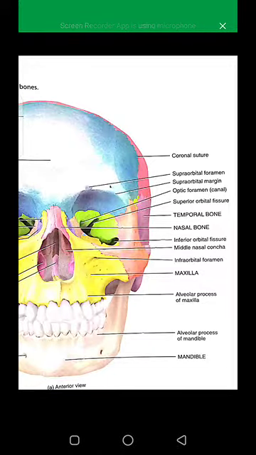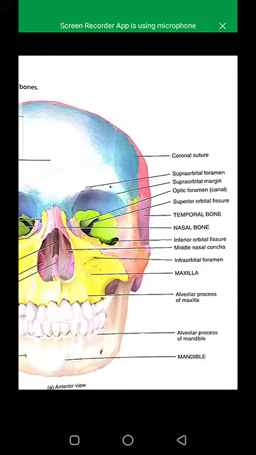Then you can see the temporal bone at the side, the purple colored temporal bone. Now below that you can see the two nasal bones, the pink colored nasal bones. Now there is the superior orbital fissure and the inferior orbital fissure. After that the next thing is the middle nasal concha. This is called the middle nasal concha.